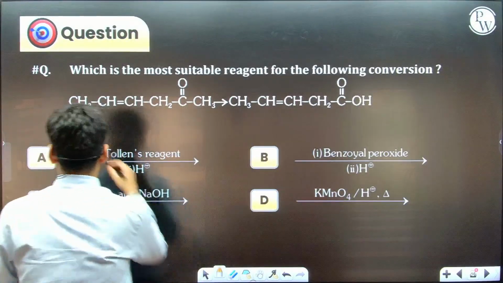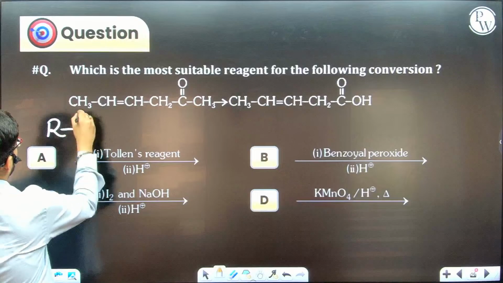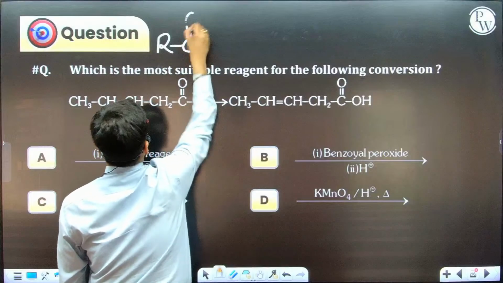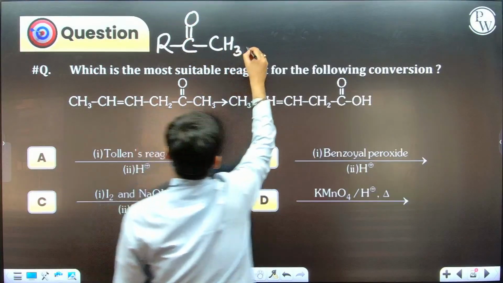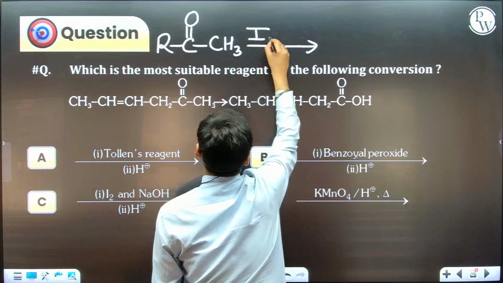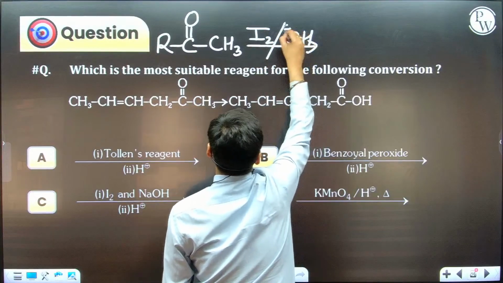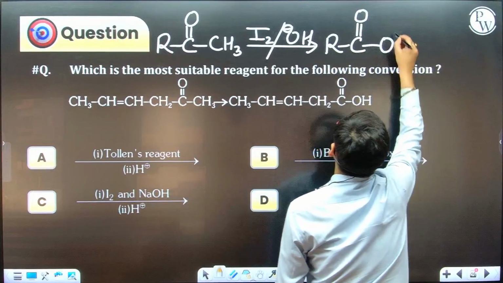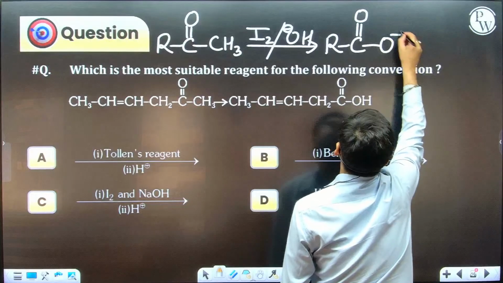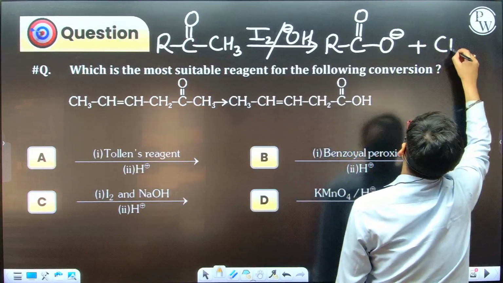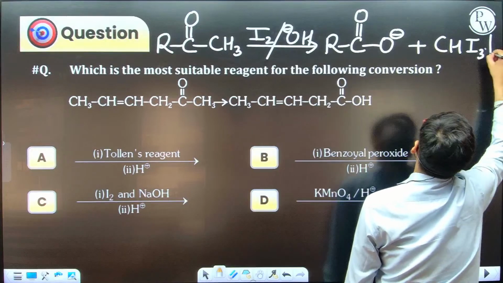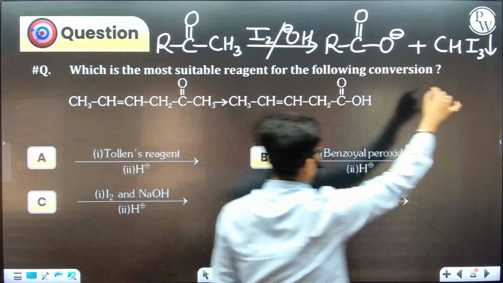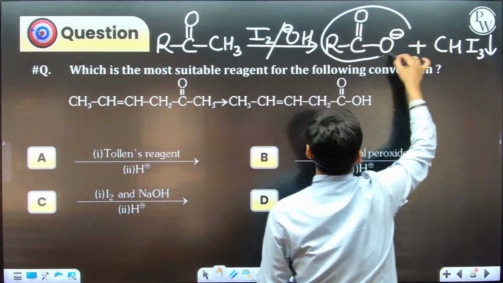But before that, I would like to tell you, because a few minutes back we have discussed that if we have a methyl ketone, I'll write here for clarity, and if I treat it with I2 in the presence of base, I get this. So this is called the iodoform test for methyl ketones. Now, iodoform is one of the products. The other product is this.